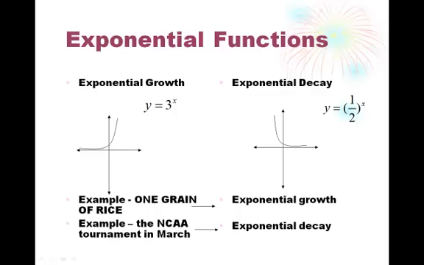In the NCAA tournament in March, this is an example of exponential decay. We start with 64 teams, 32 advance, and then 16 advance, and then 8 advance, and so on until you have the championship. So that's exponential decay. Anytime you have a relationship where something is multiplying or dividing every time, that's exponential growth or decay.